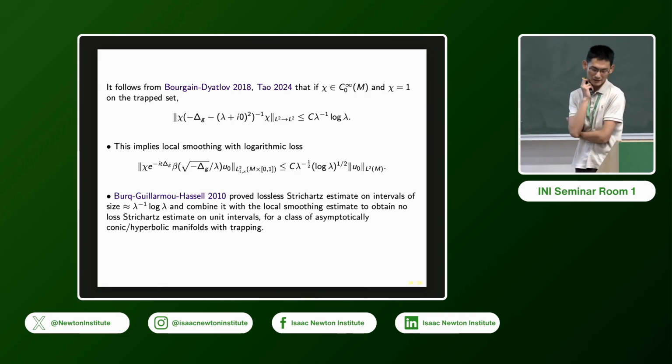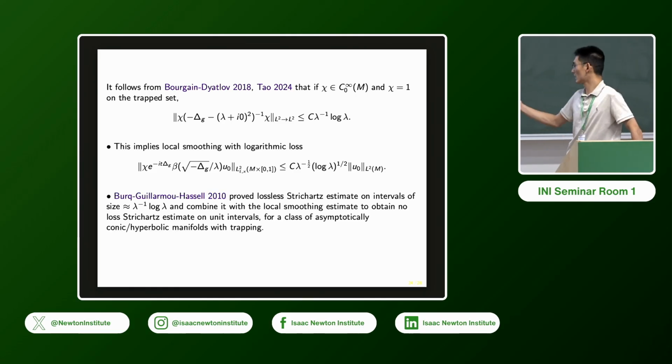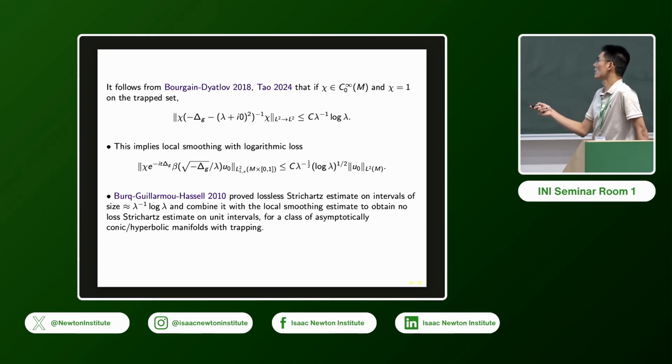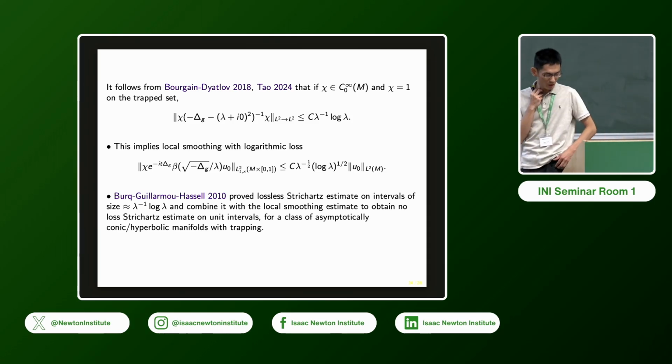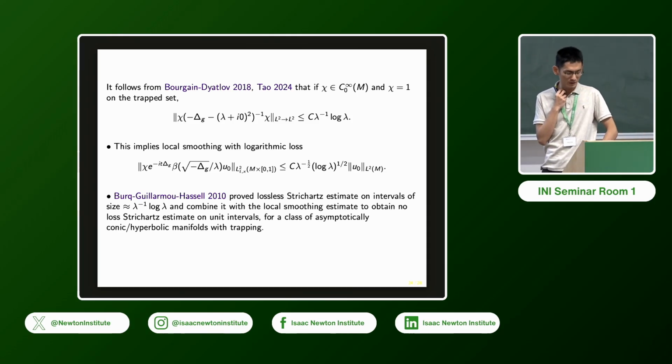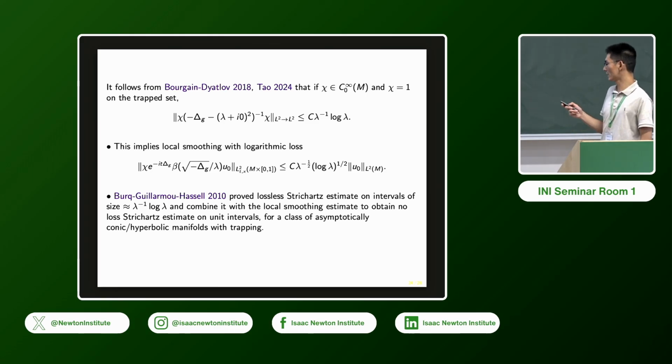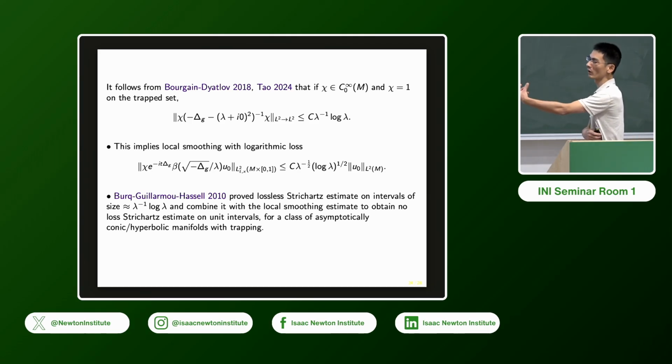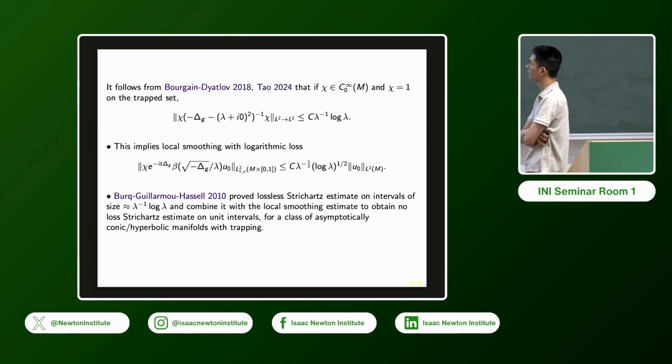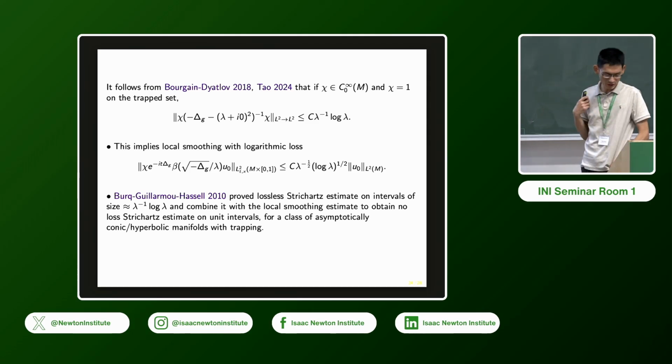And the local smoothing estimates are used. This is another paper that is influential on our work. In the work of Burq, Guillarmou and Hassell in 2010, they proved Strichartz estimates on intervals of size lambda^-1 times logarithmic lambda, and they combined it with the local smoothing estimates to obtain certain no-loss Strichartz estimates on unit intervals for the solution to a Schrödinger equation for a class of asymptotically hyperbolic manifolds with trapping and with a pressure condition.